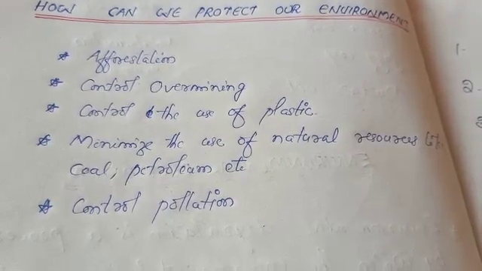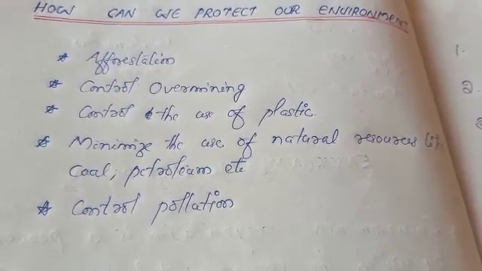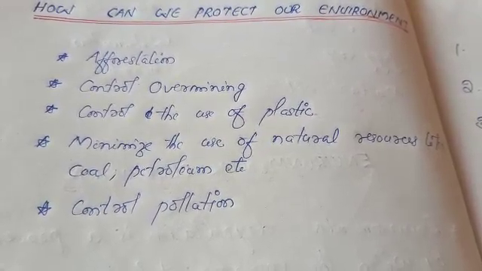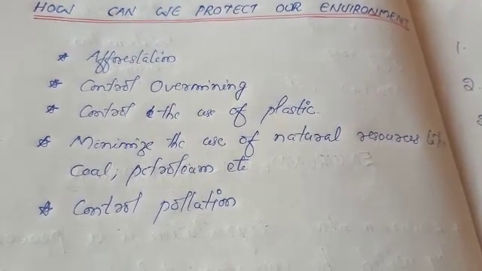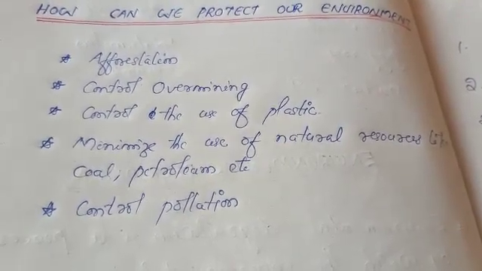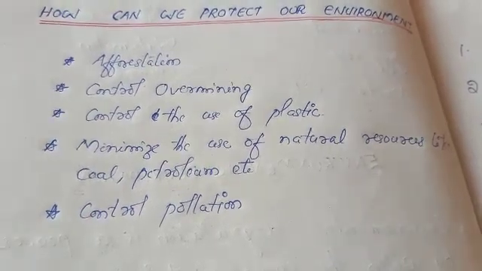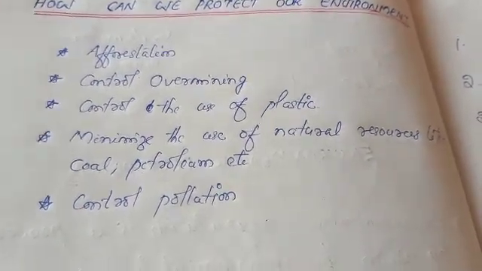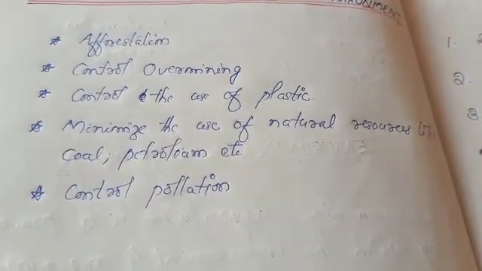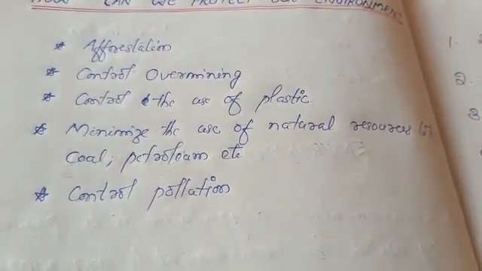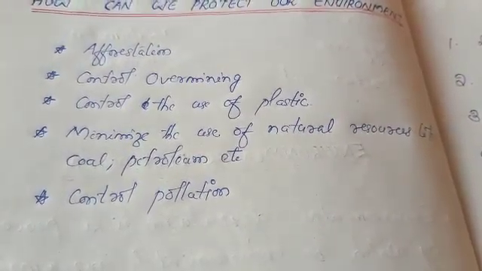Next one, control the use of plastic. Actually, plastic is a poisonous substance. We should control the use of plastic. If we are not controlling the use of plastic, it will cause various problems like depletion of the ozone layer, emission of CFC, etc. Next one, minimize the use of natural resources like coal and petroleum.